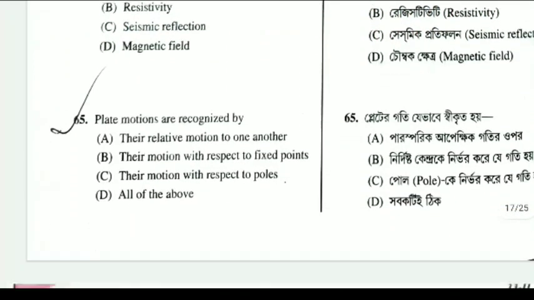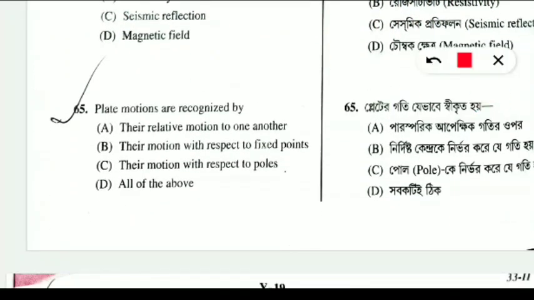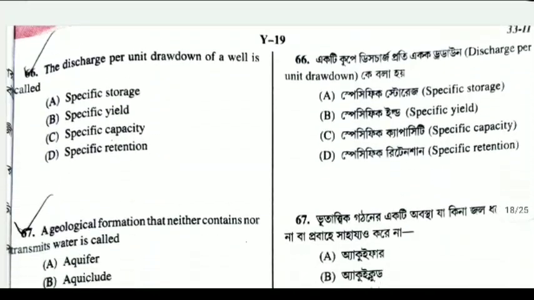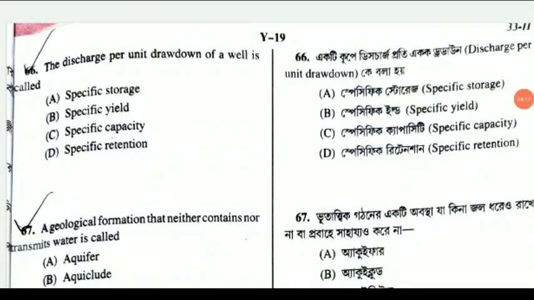Coming to the next question, question number 65: plate motions are recognized by what? This is asking about tectonic plate movements, and here the correct option will be option A. Tectonic plate motions are recognized by their relative motion to one another. Let's move to the next question. This is rapid revision, that's why I'm not discussing more.